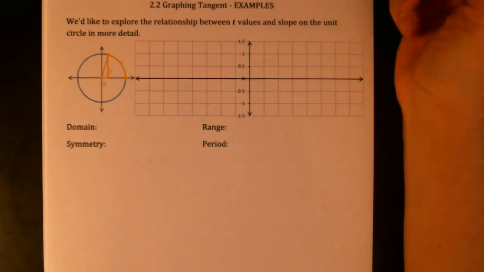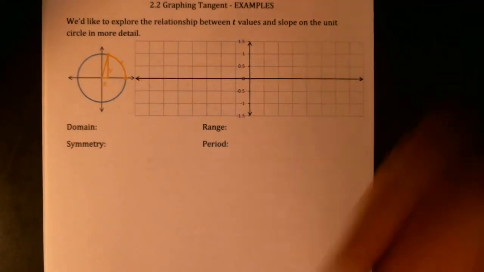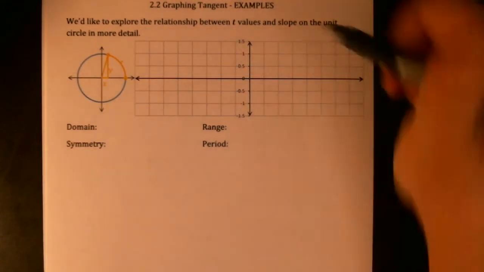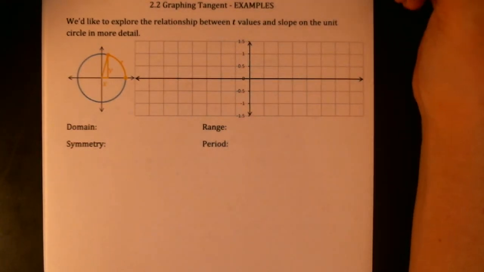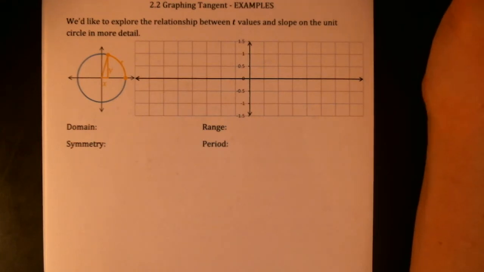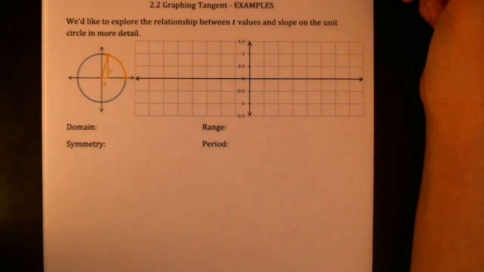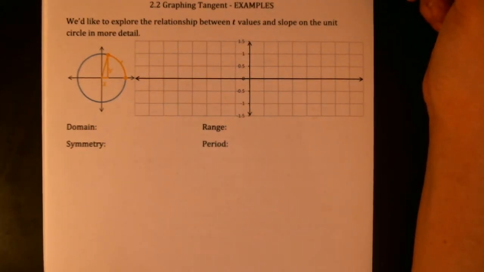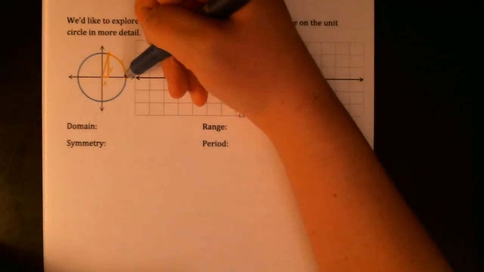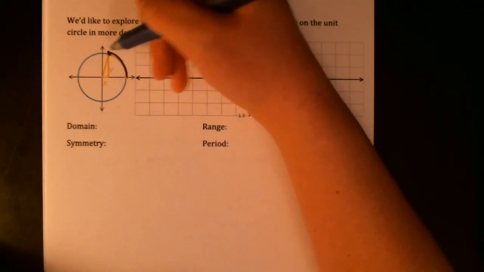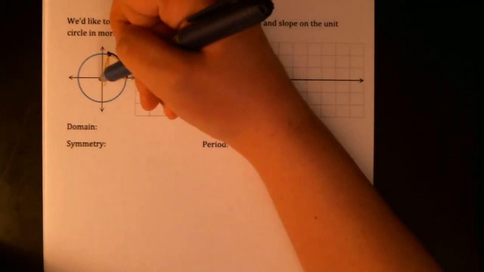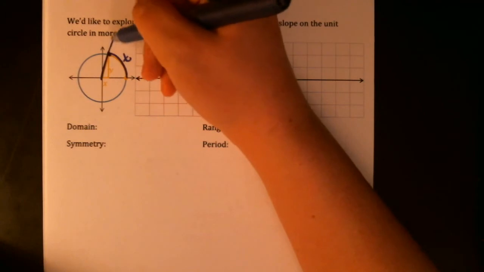Hi everyone, in this video we're going to work on figuring out what the graph of tangent looks like. With sine and cosine we focused in on just the relationship between y and t or x and t, and now we want to focus in on the relationship between slope and t. So as our point moves around the unit circle, we have our t and then we have the slope of this line.